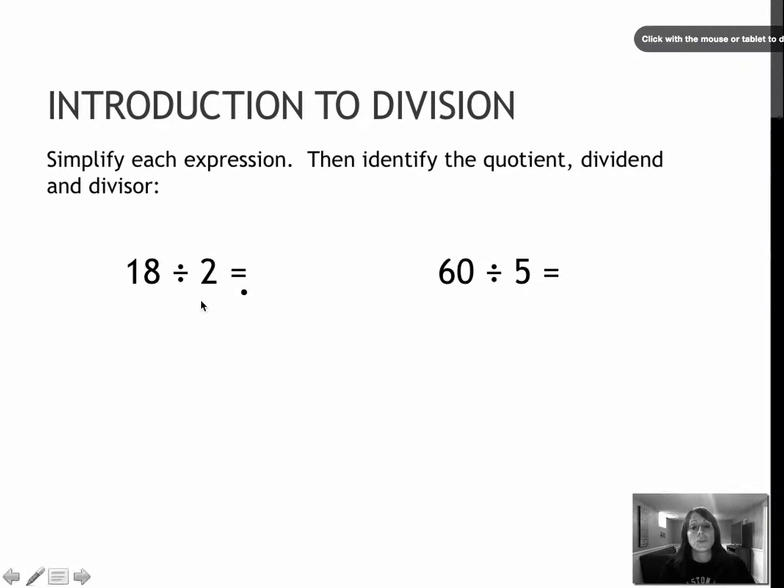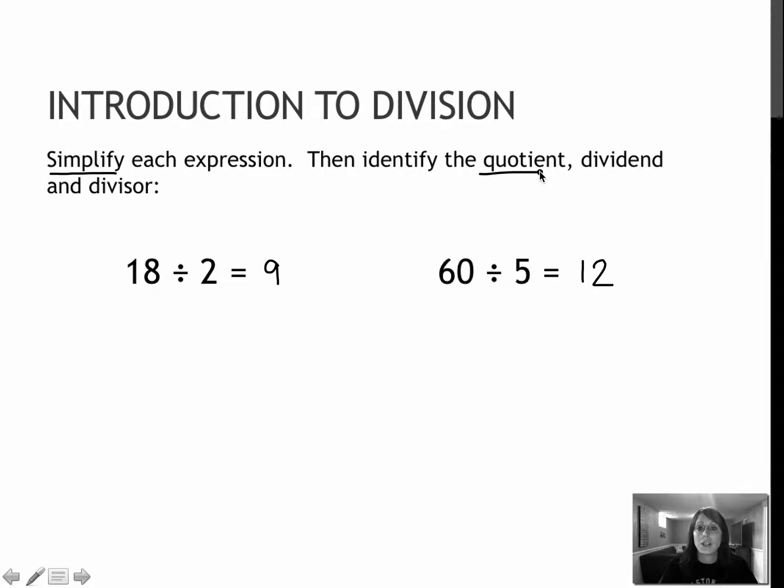So for these first questions, we're going to first simplify. And again, simplify just means to find the solution. So 18 divided by 2 is essentially saying that 2 times what is 18? So 18 divided by 2 would be 9, and 60 divided by 5 is 12. We'll talk about how to do the long division later.